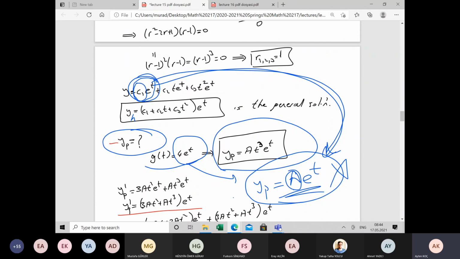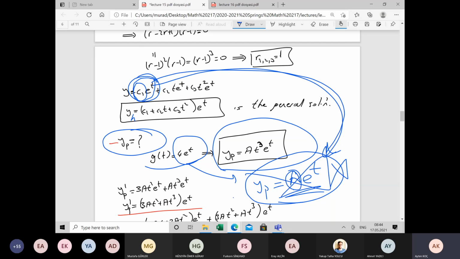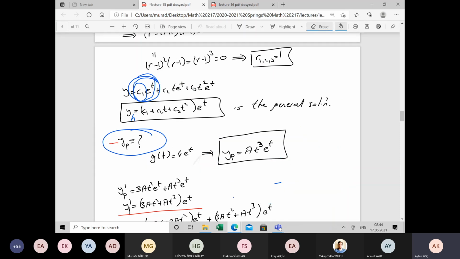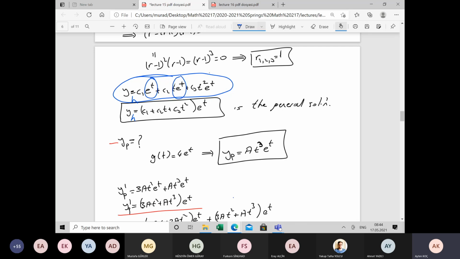So, this form is not true. It's okay. Our aim is to construct the form of the particular solution. First of all, you have to check and look at the general solutions, the fundamental solutions. And this form exists there, and it doesn't work as our form.